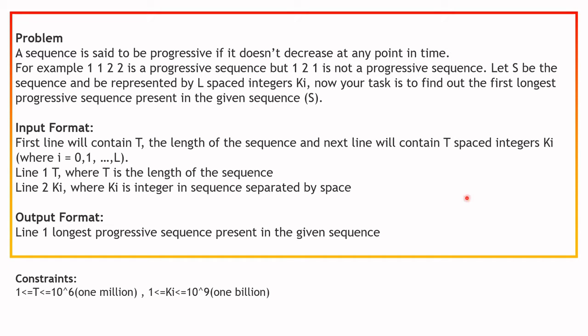See, I'm going to highlight this one first. Okay, this you will have to understand, because if a sequence has more than one sequence of the same length, maximum length, then you will have to pick up the first sequence that is having the maximum length. Okay. Now the input is t as the length of the sequence, and you will have to give t numbers with space as delimiter. The output is the longest progressive sequence.